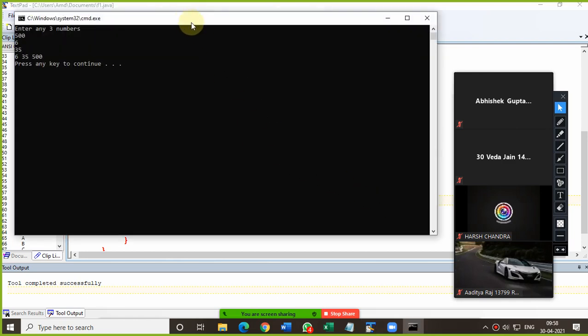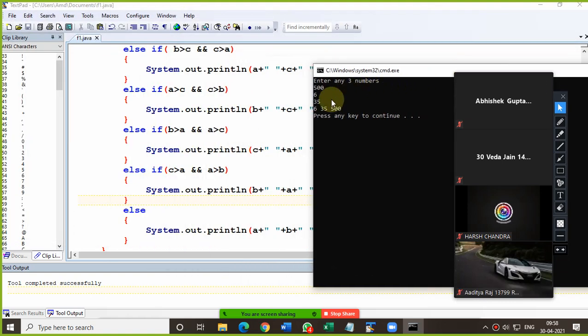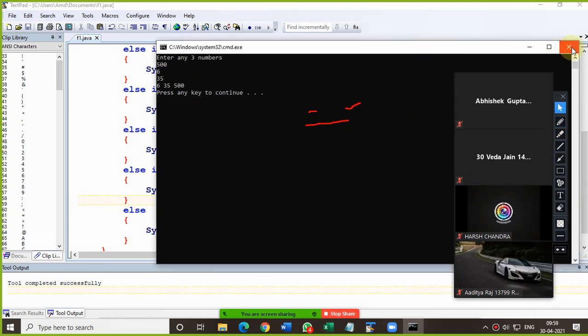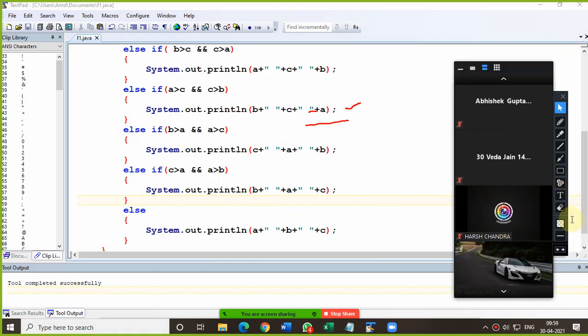Now see. Now you can check the order. This time I have entered A is 500, B is 6 and C is 35. So the output is coming in ascending order only. That is your B, A and C. Am I clear on this? Beta, any confusion?